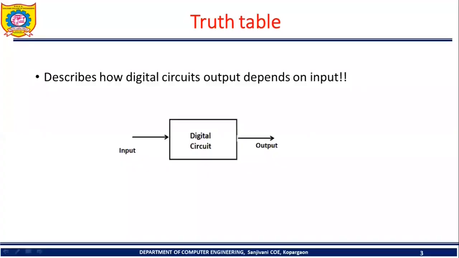Next topic is truth table. So what is truth table? Truth table describes how the digital circuit output depends on input. So a digital circuit will accept some input. It will perform some operation on that digital input, and then some digital outputs will be generated.